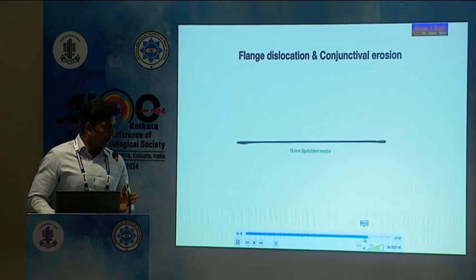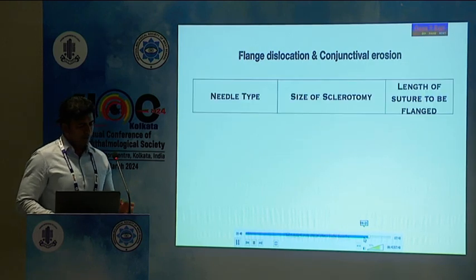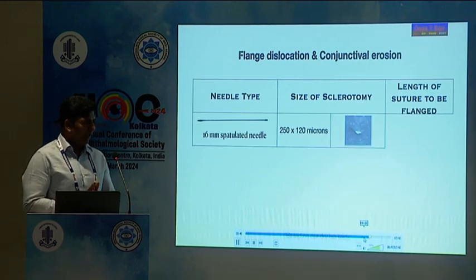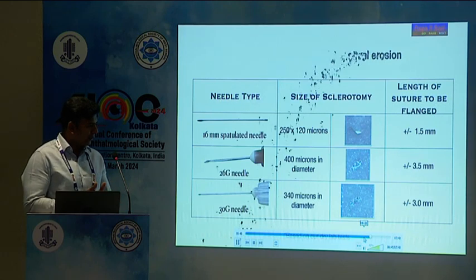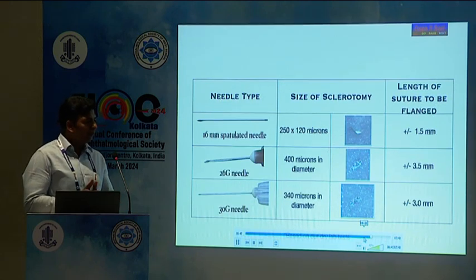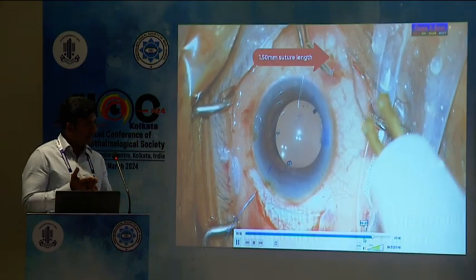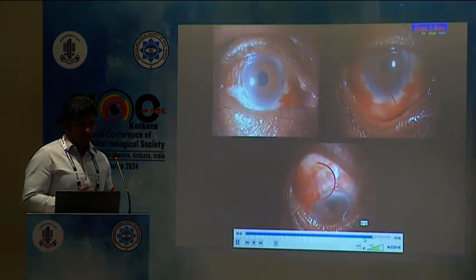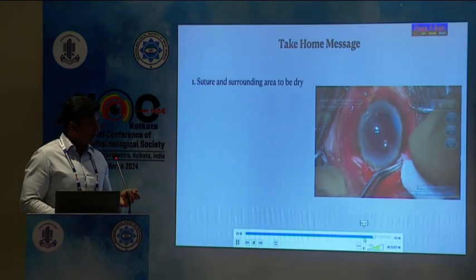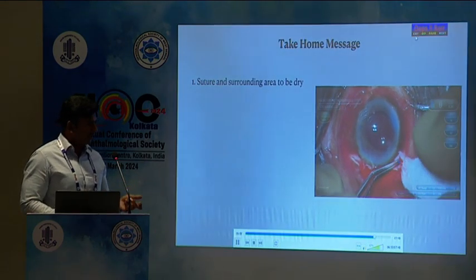Use a spatulated needle attached to a Prolene suture, which can reduce the size of the sclerotomy by more than 50% compared to gauge needles. This reduces the length of the suture to be flanged from over 3 mm to around 1.5 mm, resulting in a much smaller flange. Ensure that the suture and the surrounding area are dry before flanging.